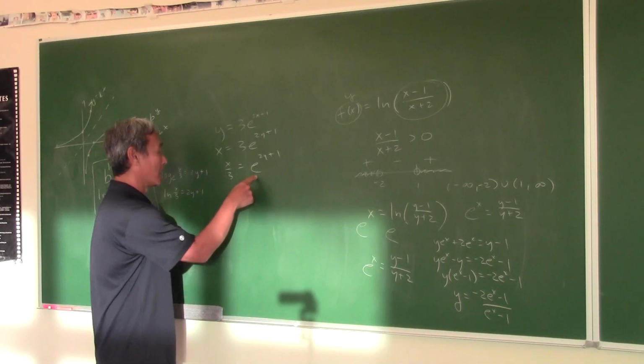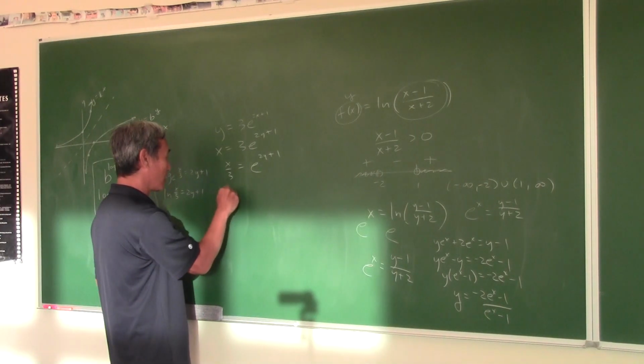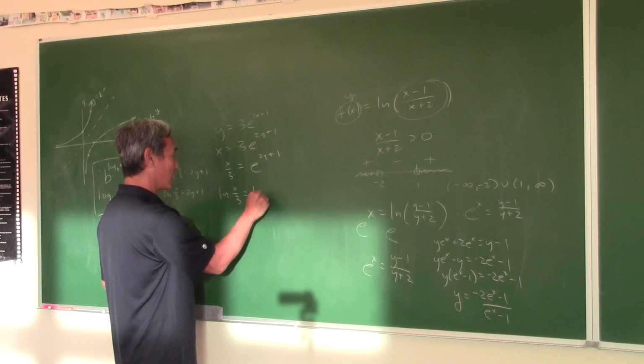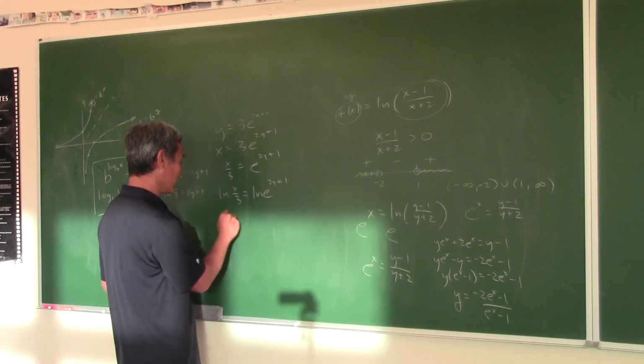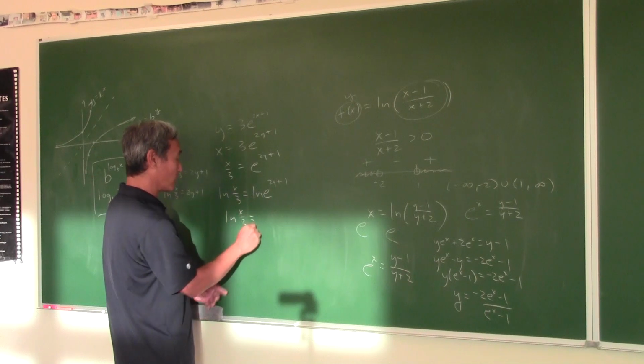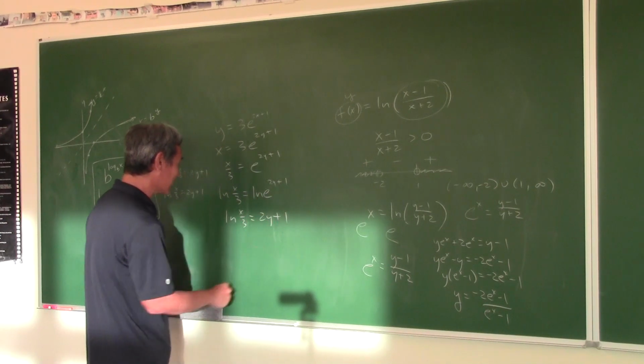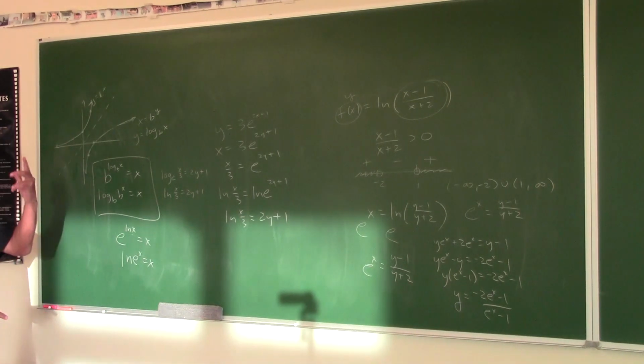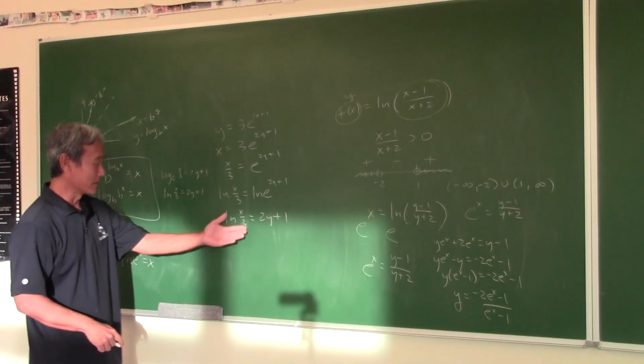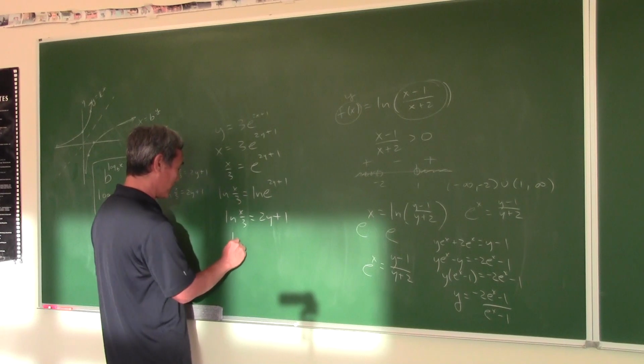Okay, so right here, I'm going to natural log both sides. Natural log x over 3 is natural log e to the 2y plus 1. But what is the natural log of e to the anaconda? Anaconda! See, you get the same thing. It's a different way of thinking about it. And then now, is it easy to solve for y? You bet your bippy it is.